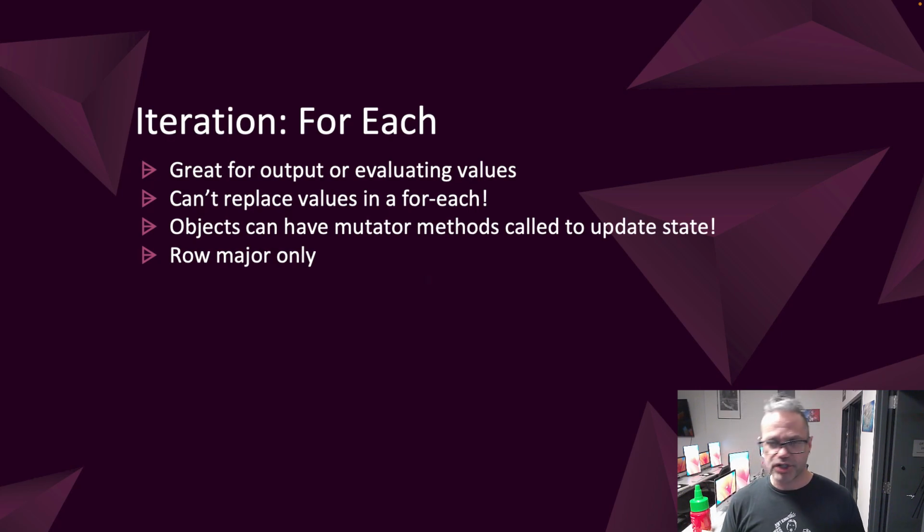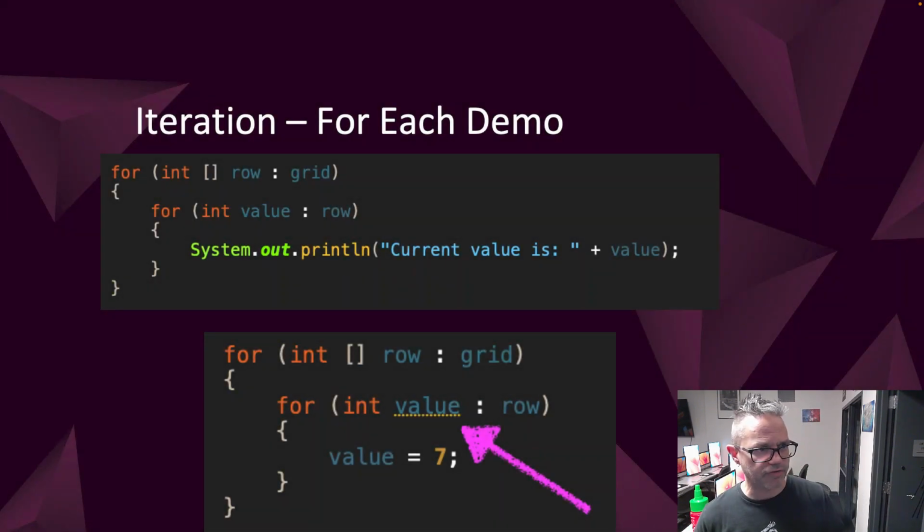Now, the only limitation on that is you have row major order because, again, you can only extract out a row at a time from a 2D array. The columns themselves don't exist as a structure. So here we have the example of that. So for int array row inside grid, for int value in row, and I can print that value out. And then I have for int array row grid, for int value in row, and I have value equals 7.